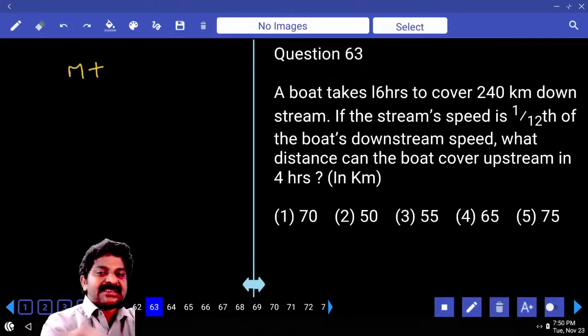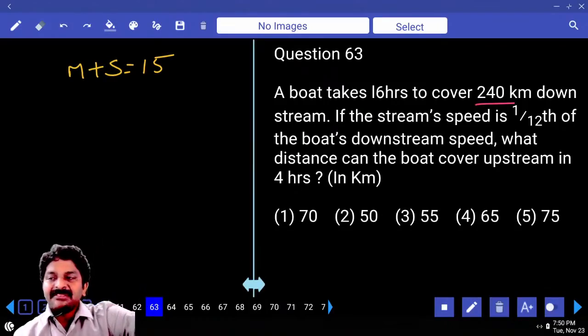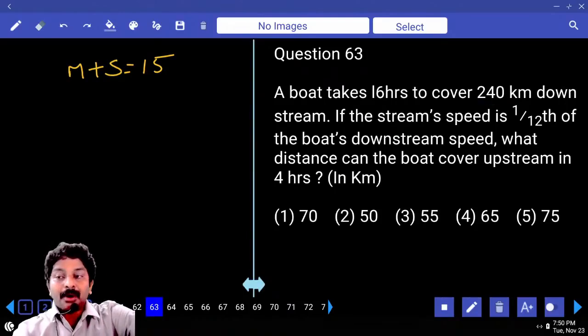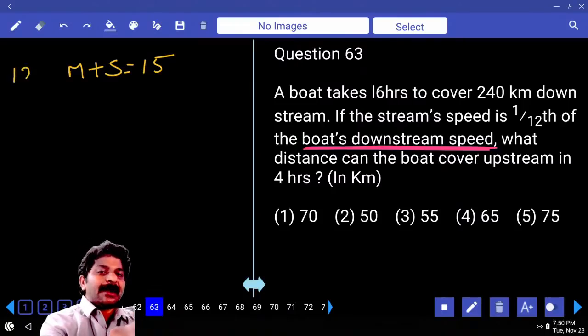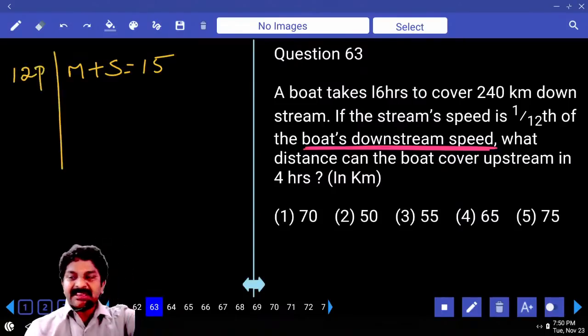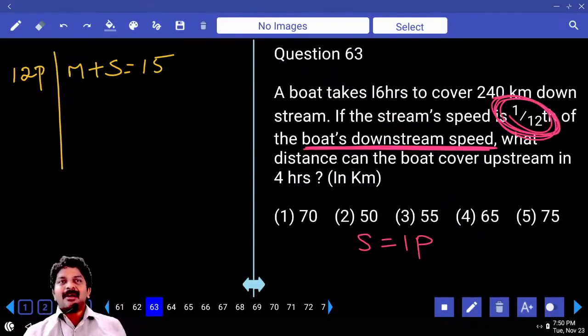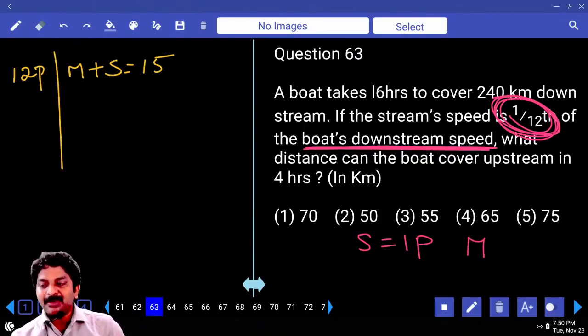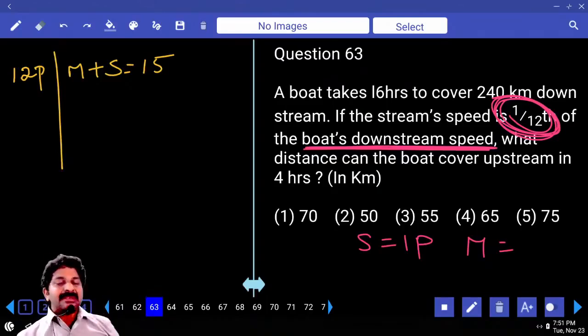Next, a boat takes 16 hours to cover 240 kilometers downstream. Downstream, M plus S. 240 by 16, that is equal to 15 km per hour. If the stream speed is 1/12 of the boat's downstream speed, this is very important. So downstream speed is equal to 12 parts only. Then S is equal to 1 part. Then what is the M value? Downstream, M plus S is equal to 12 parts. Out of 12 parts, S is equal to 1. Then M is equal to 11 parts.